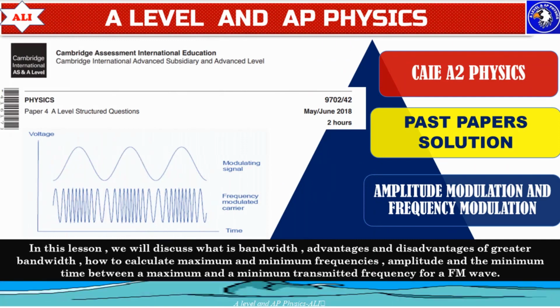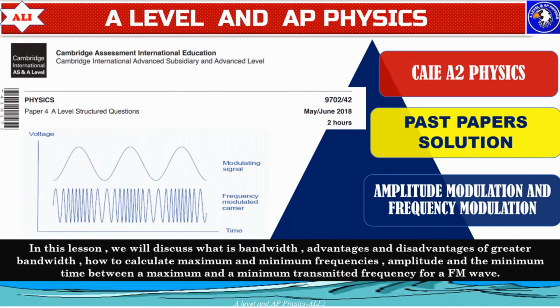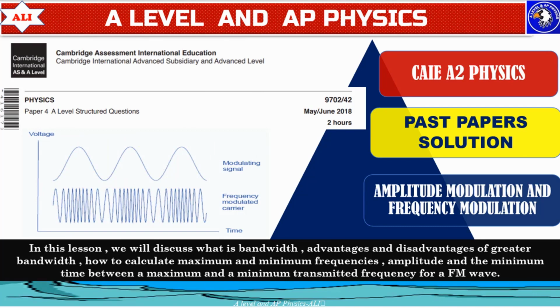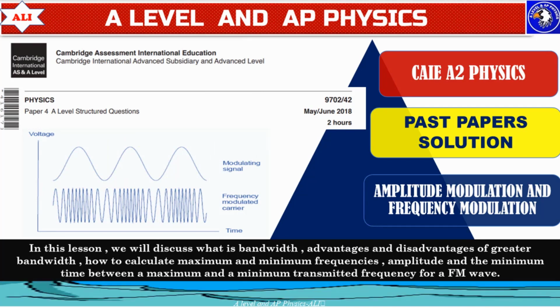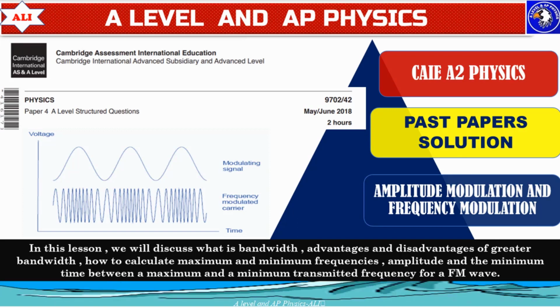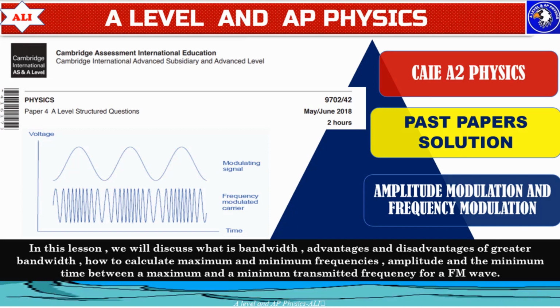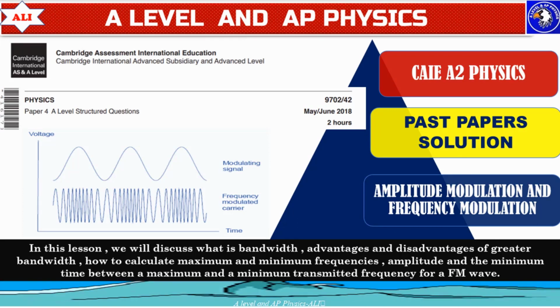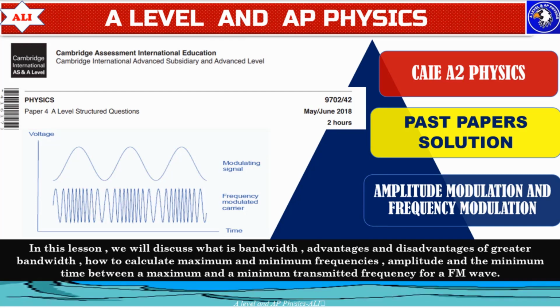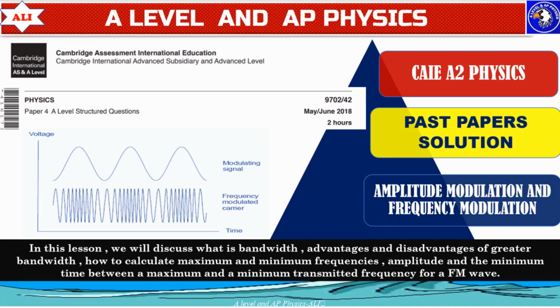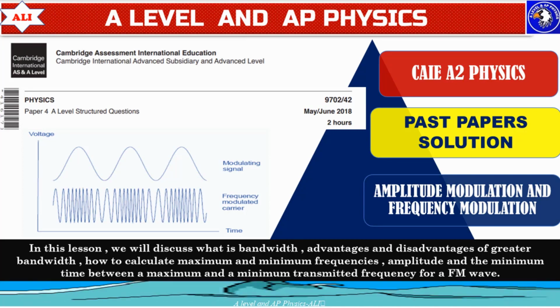Welcome to A-Level and AP Physics, a place where you can improve your understanding of physics with confidence. In today's class, we will talk about communication systems from Cambridge A2 Physics. In this class, we will discuss what is bandwidth, advantages and disadvantages of greater bandwidth. We will also talk about maximum and minimum frequencies and amplitude of a frequency modulated wave.